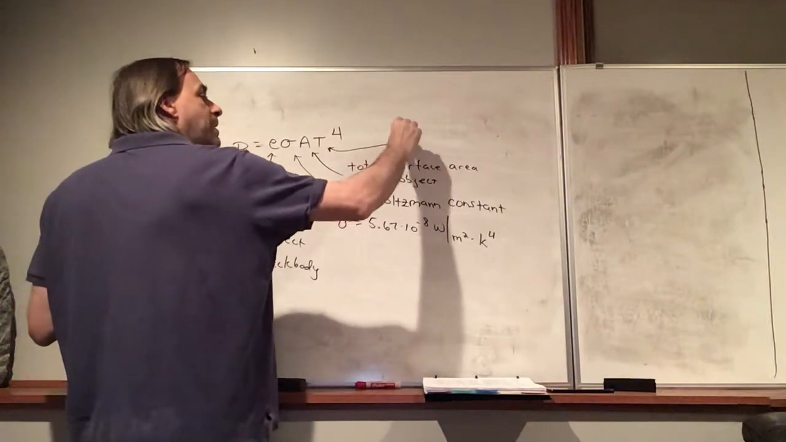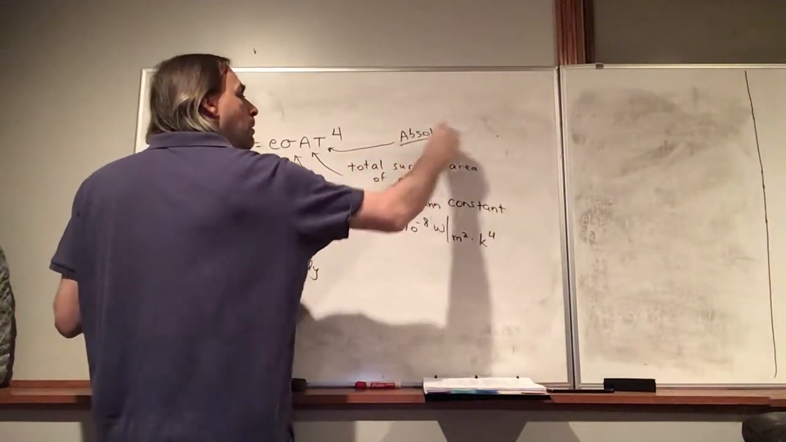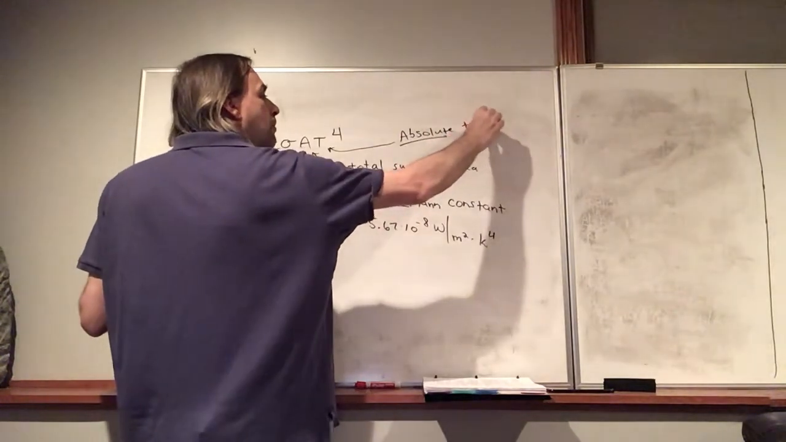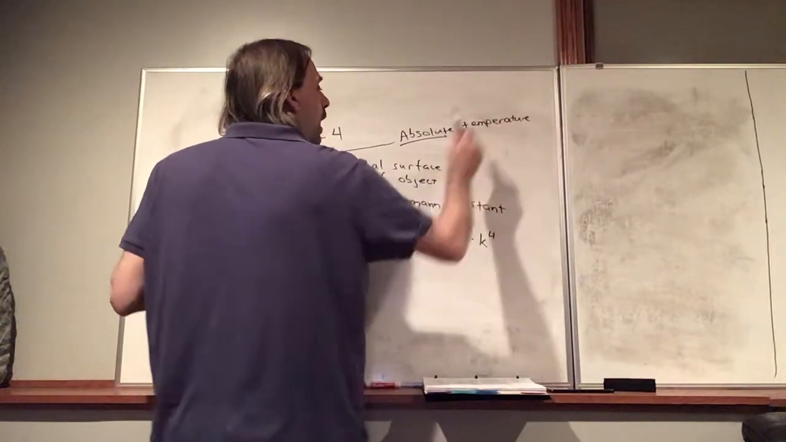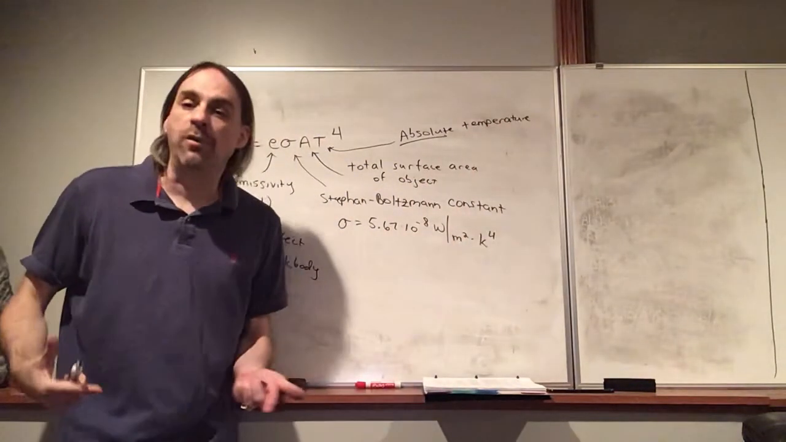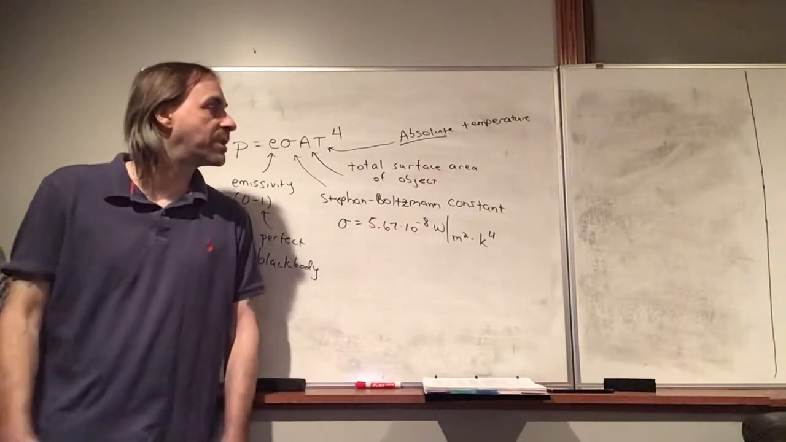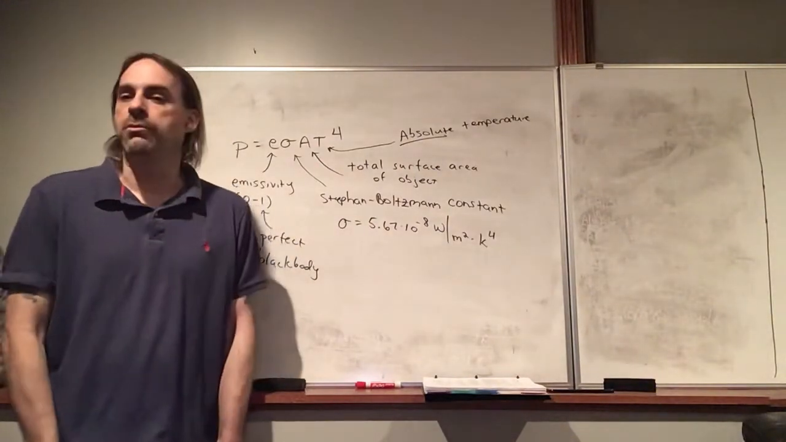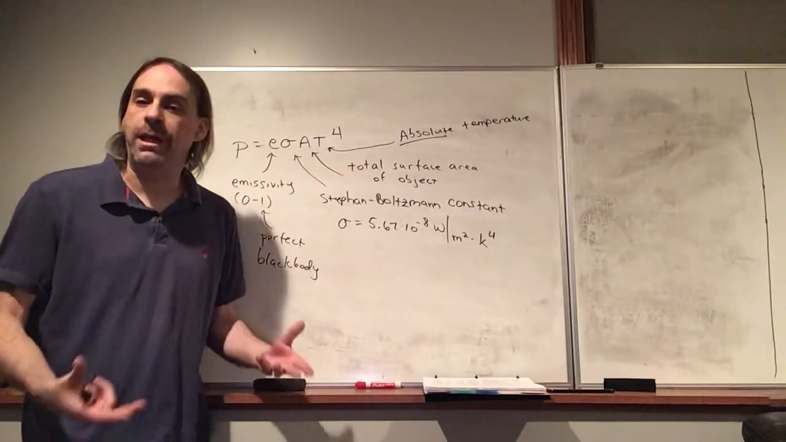Now, T is the absolute temperature. I'm going to underline that. Again, this has to be measured in Kelvin, or I guess you could use a Fahrenheit equivalent of the Kelvin scale, as long as it's based on absolute zero. So again, an object that was at absolute zero would not radiate anything.